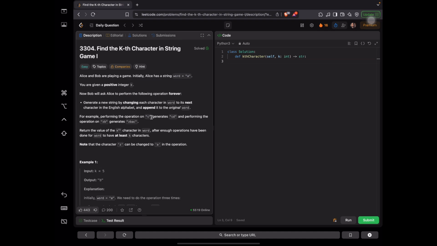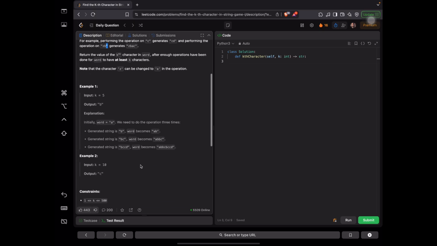So here if it is "zb", then what is next to Z? A. What is next to B? C. So we have to append "zb" plus "ac", giving "zbac". I hope this makes it clear to you guys.